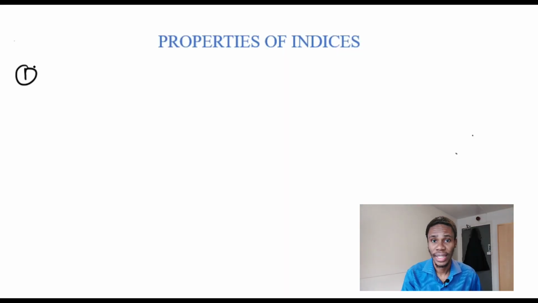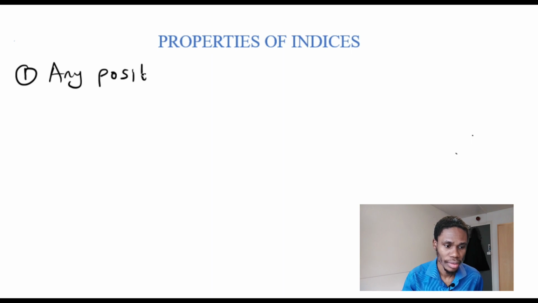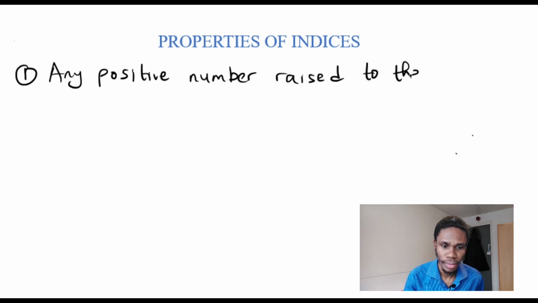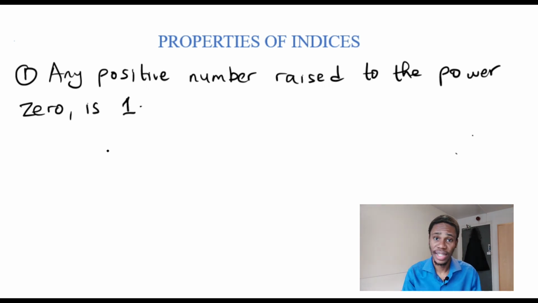For our first property, it's in two parts. Now the first part states that any positive number raised to the power 0 is 1. So in this property, we have our variable, which is what? A to the power 0, giving us 1. A is the positive number.